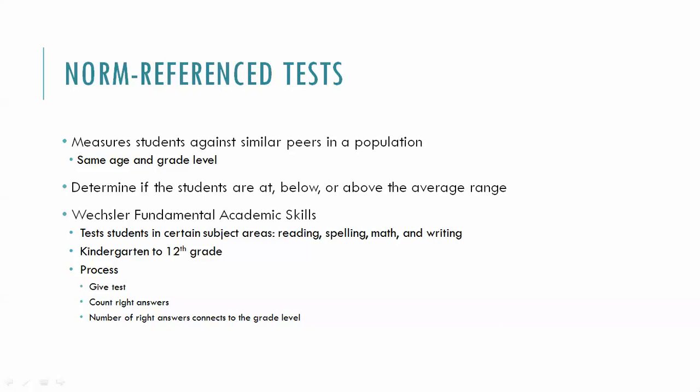The Wechsler Fundamental Academic Skills Test. It only tests students in a certain subject, so reading, spelling, math, and writing. It's for kindergartners to 12th graders. The process is you give the test, you count the number of right answers, and then those number of right answers connects to the grade level equivalent.